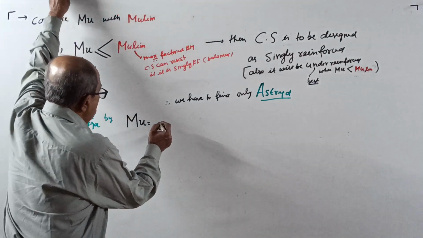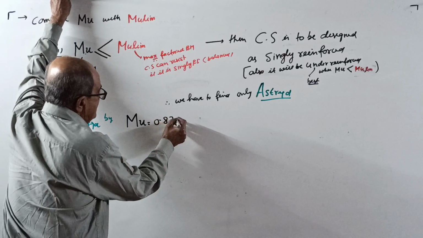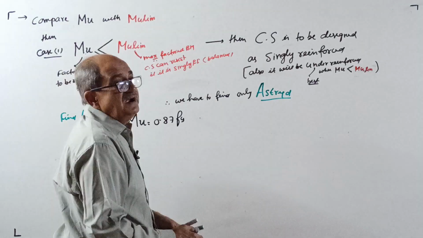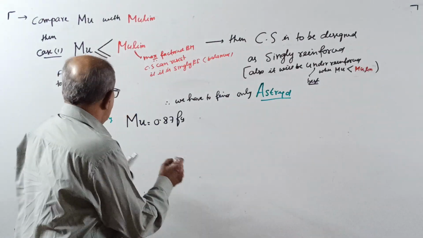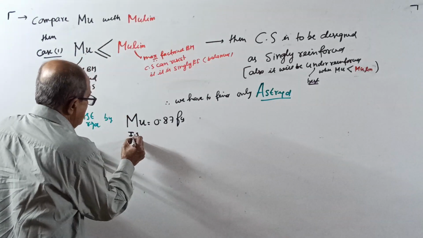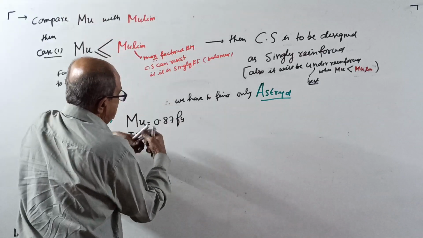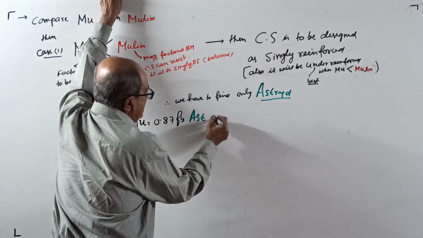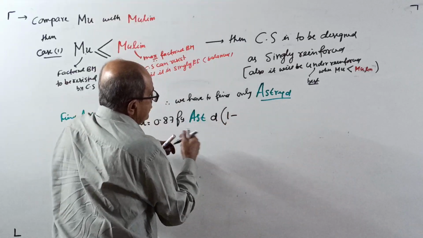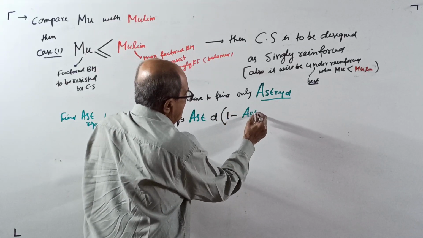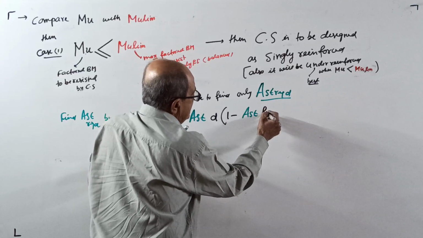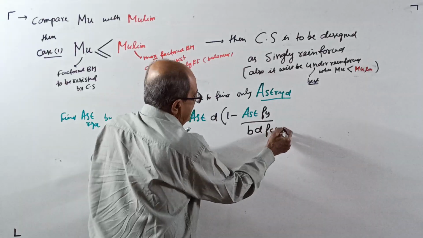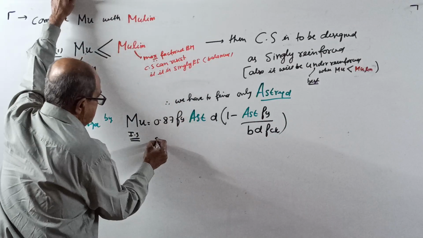Okay, MU equal to 0.87 Fy AST D into 1 minus AST Fy divided by BD FCK. Use the IS code equation. Don't use the equation D minus 0.42 XU. Use the IS code version. In a design problem, always use the IS code equation. Substitute.